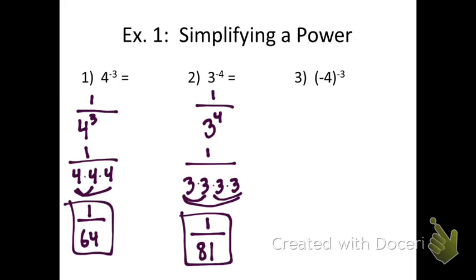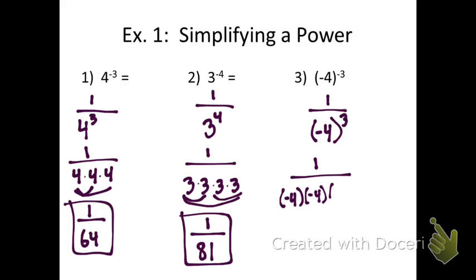Last one, 3. Negative 4 to the negative third power. Be careful with this one because you might want to make this negative sign in front of the 4 positive, but this is our base, negative 4. The base does not change. So really this is equal to 1 over, keep the base of negative 4, and then change the exponent to be positive. So it's positive 3. 1 over negative 4 to the positive third power. And when you work this out, you get 1 over negative 4 times negative 4 times negative 4.